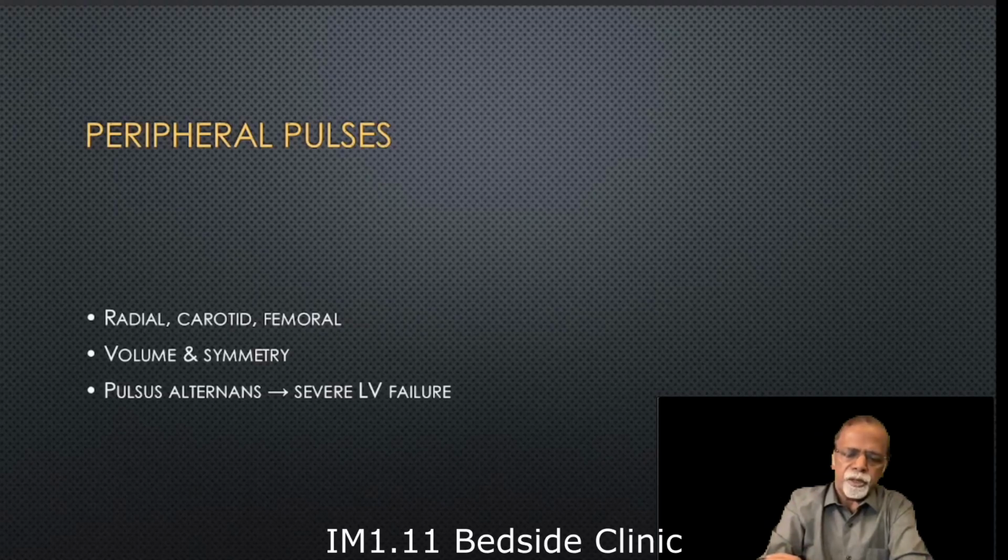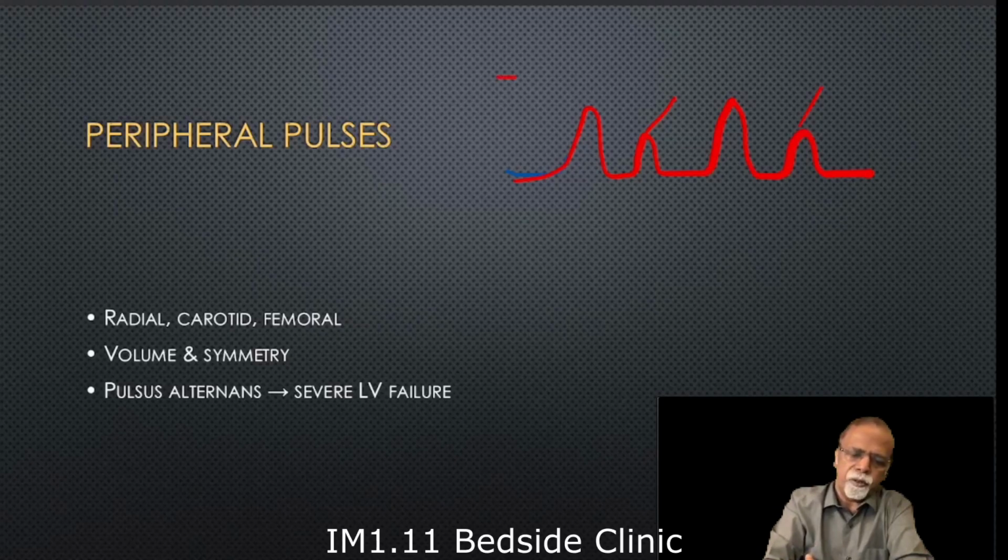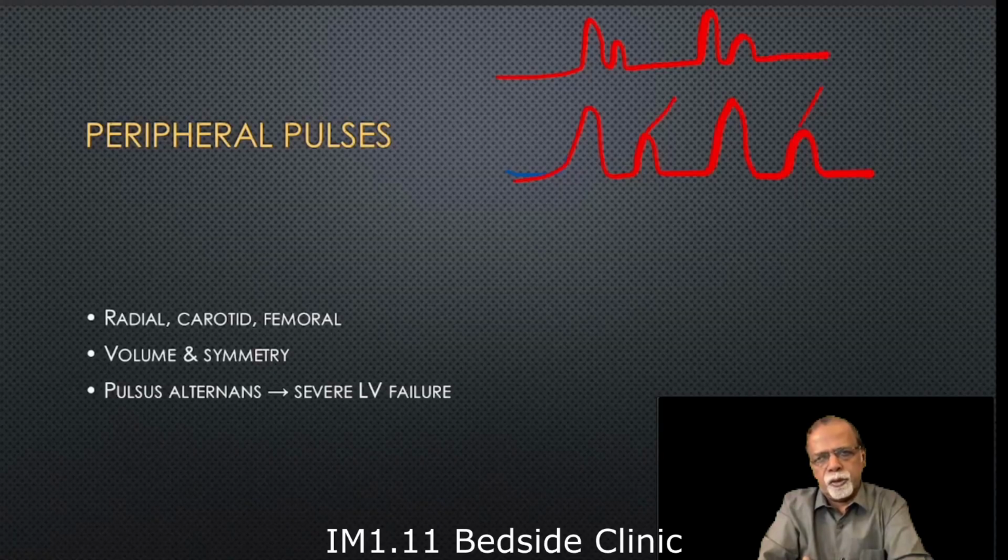In heart failure, one of the things is pulsus alternans. What is pulsus alternans? The alternate pulses are large and small. So pulsus alternans is a regular pulse, with alternating large and small beats. It should not be confused with pulsus bigeminus, where two pulses occur, one large and one small. That is an irregular pulse, whereas pulsus alternans is a regular pulse.